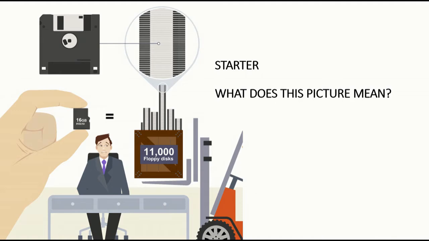As a starter, let's look and see what this picture means. You can see there's a guy who's overwhelmed by the number of floppy disks that used to be used for storage, and now that has become similar to just using a 16 GB micro SD card. So you can see how storage has evolved over the years.